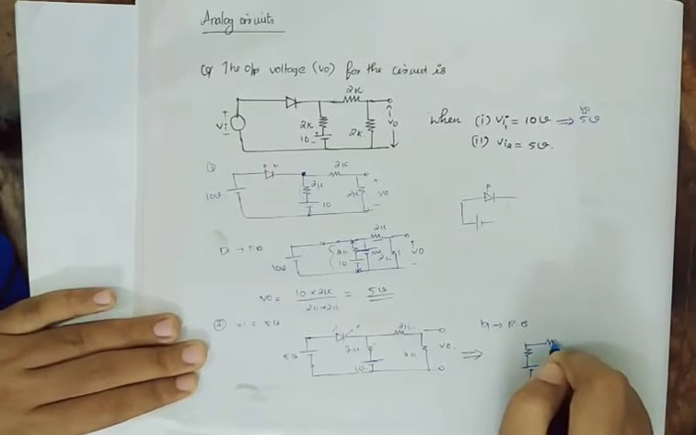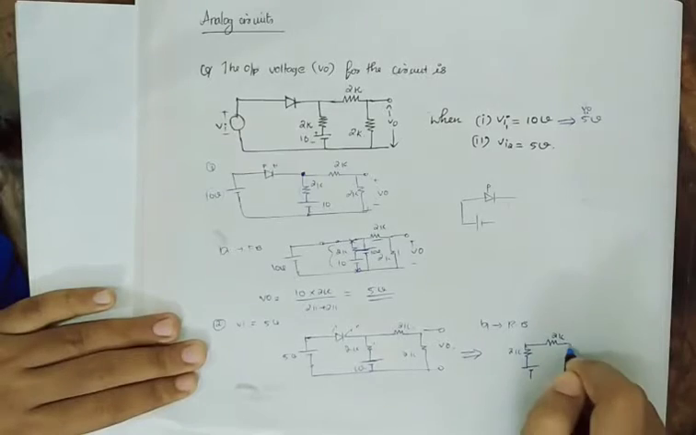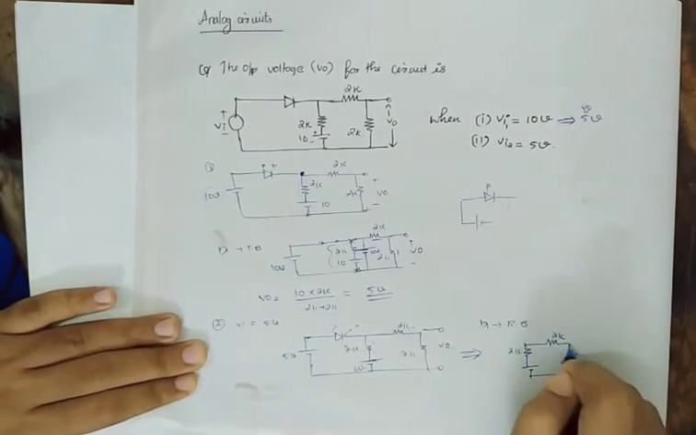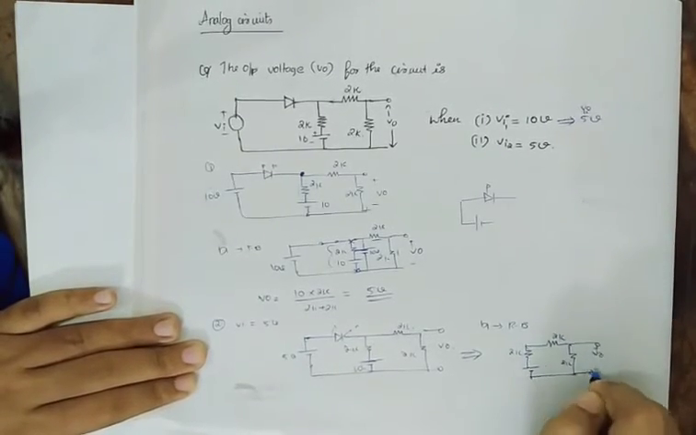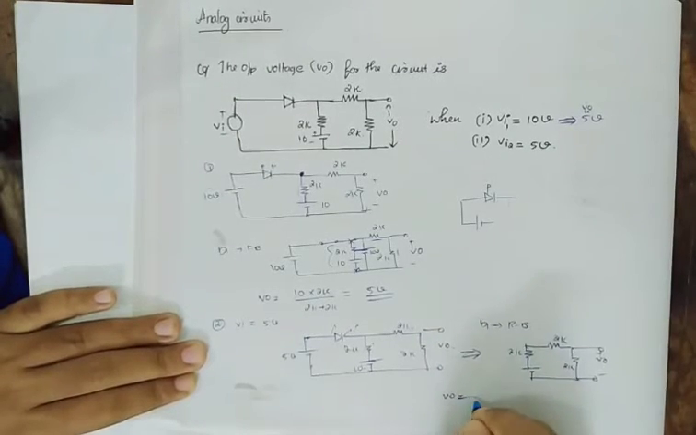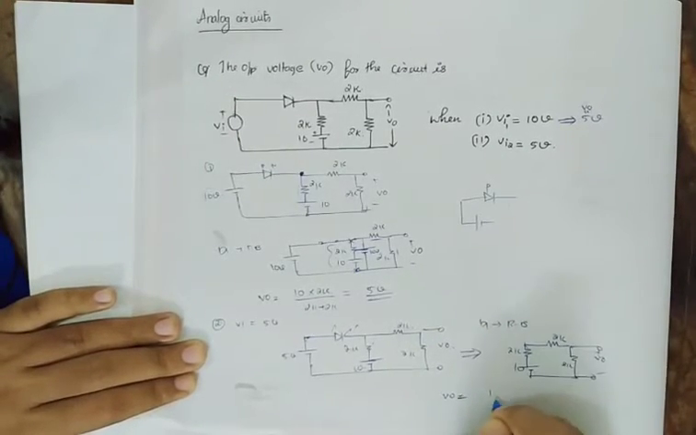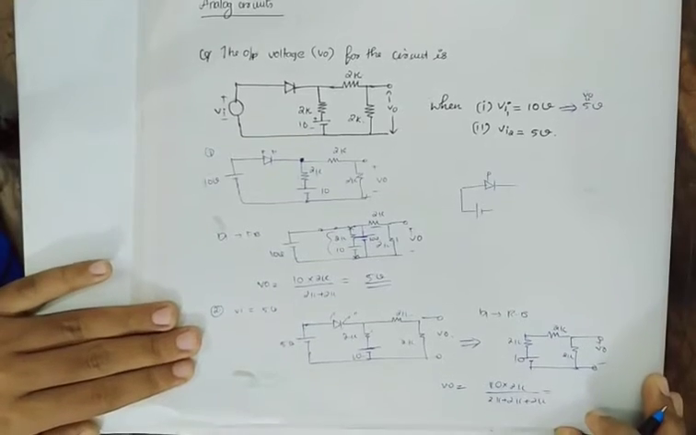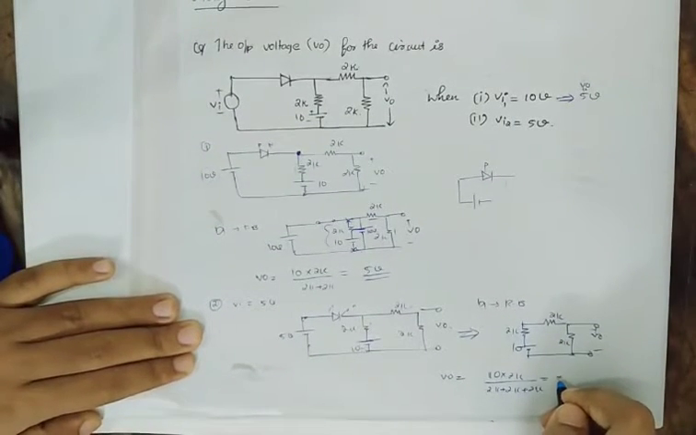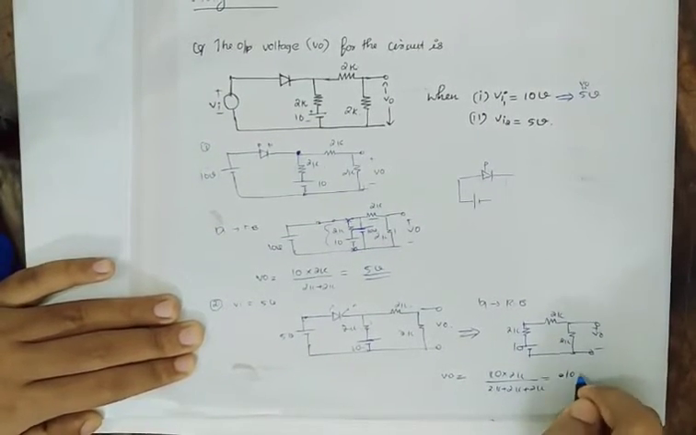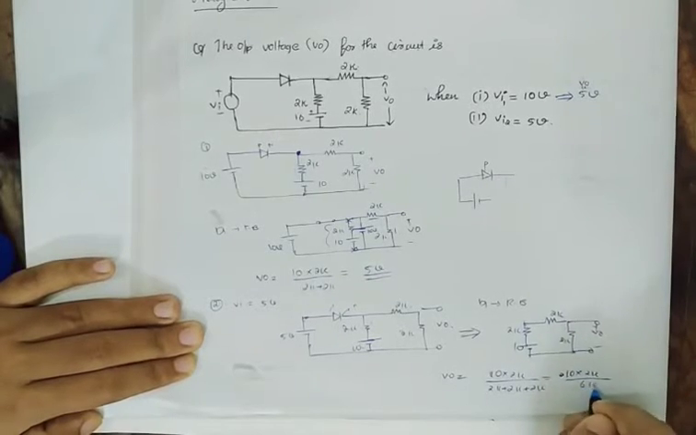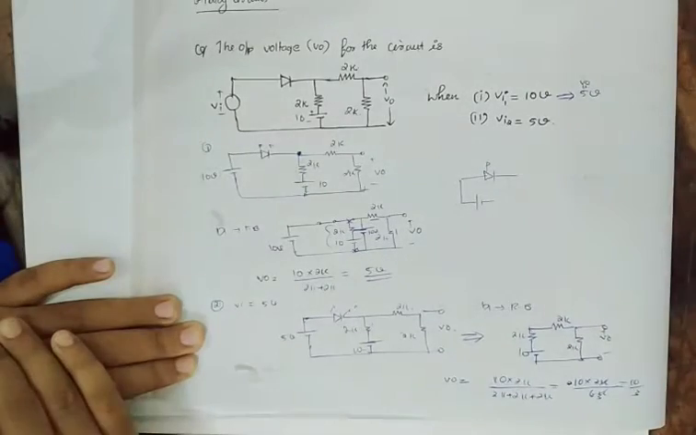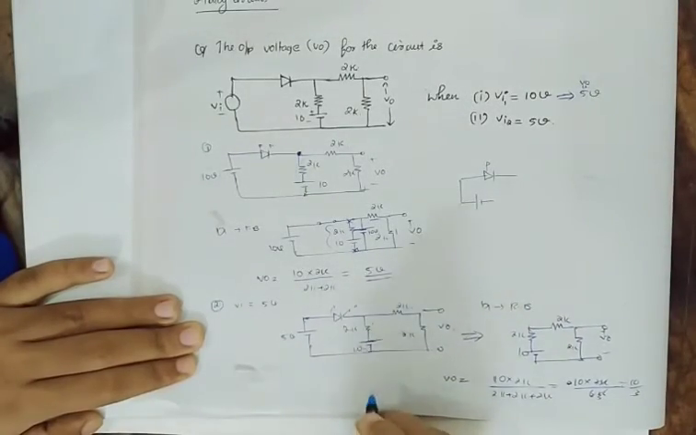This 10 volt is being divided between 2K, 2K and 2K. And across this 2K only we are getting our V0. And now we are applying voltage division principle. We get 10 into 2K divided by the total resistance, which is 2K plus 2K plus 2K, which is equal to 10 into 2K divided by 6K, that is equal to 10 divided by 3 or 3.3 volt.